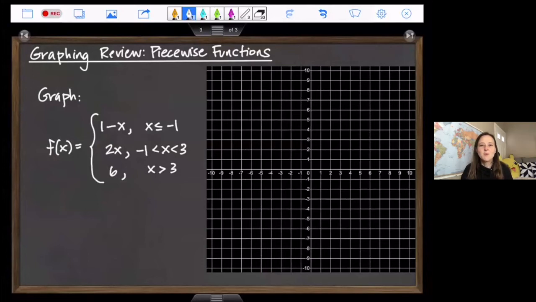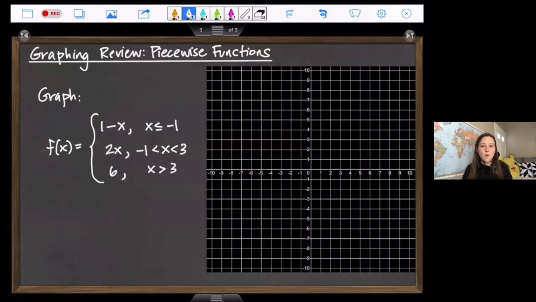All right, I'm going to graph one more piecewise function for you. This one has 3 parts. Piecewise functions can have as many parts as they feel like having, so we're going to draw one that has 3 parts. Again, I'm going to start off by pretending that I don't know that I'm in a piecewise function.